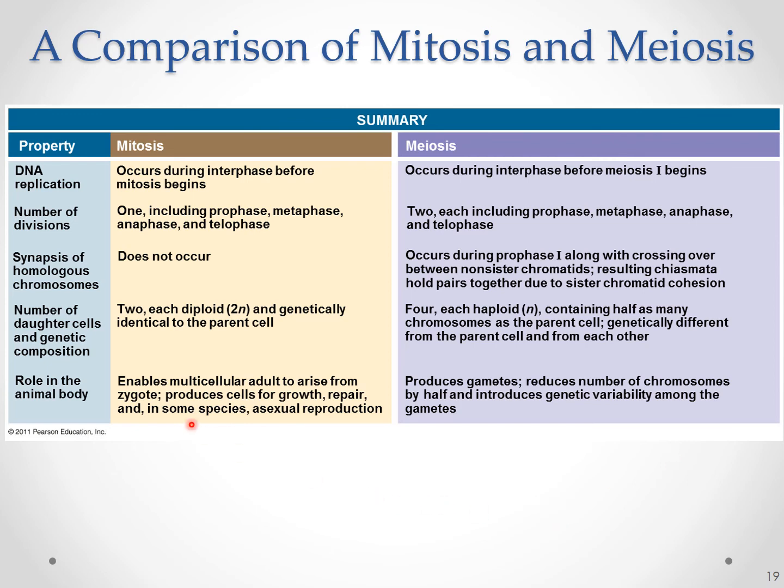This is a good table showing the summary of each of these processes. I'm not going to read all of this. This could be something that you might want to rewrite in your own words to help you study. The properties compared between mitosis and meiosis are when DNA replication occurs, the number of divisions, whether synapsis of homologous chromosomes occurs or not, the number of daughter cells resulting after the division, and their genetic composition, meaning are they identical or genetically distinct from one another? And then, of course, the role or function of each of these processes in animal cells.